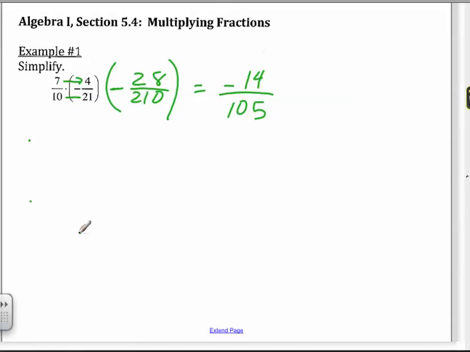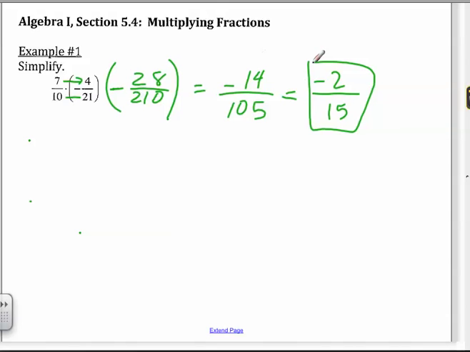Nick? 7 goes into both of these. How many times does it go into negative 14, Kentaro? It goes into negative 2 when I cancel the 7. What about the 105, please? Henry? Not negative 15, just 15. So my answer is negative 2/15.